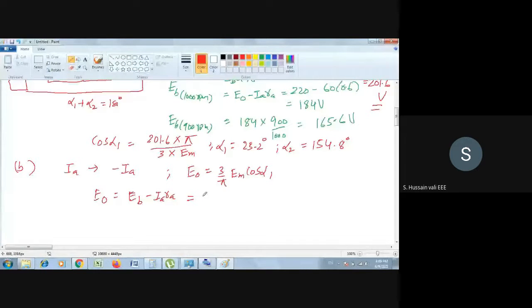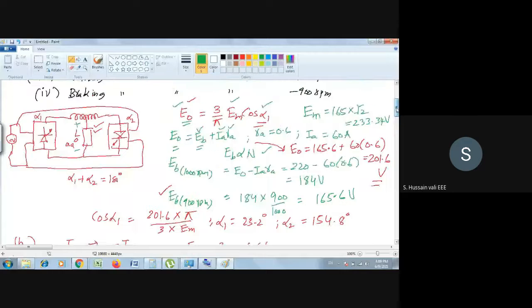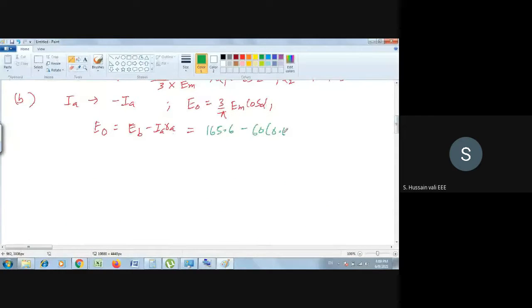We got EB at 900 RPM because he is asking for 900 RPM itself. So it is 165.6 minus IA RA. IA is 60 because he said rated torque, and rated motor torque means rated current. So 60 into 0.6, how much do you get? 36. So you subtract 36 from 165.6.